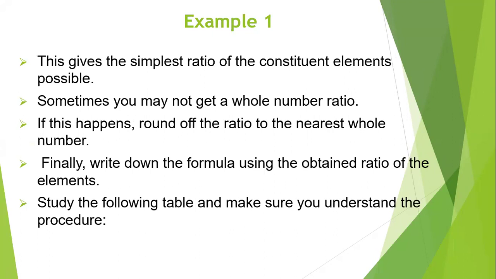Sometimes you may not get a whole number ratio. If this kind of case happens, just round off the ratio to the nearest whole numbers. And finally, just write down the formula using the obtained ratio of the elements. Now study the following table, as you're going to see in the next slide, and make sure you understand the procedure we've discussed beforehand.